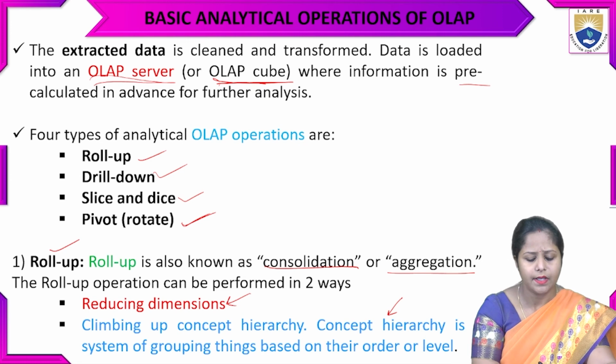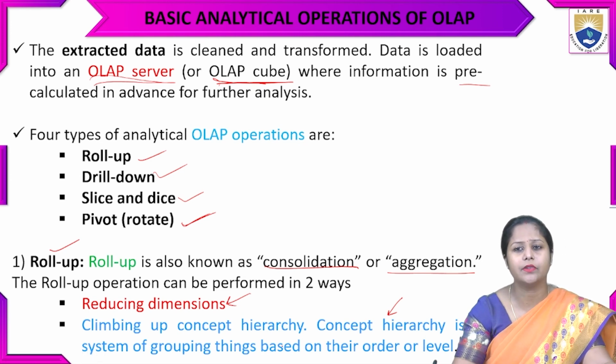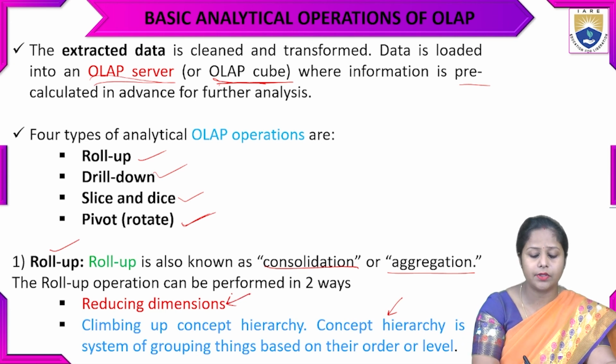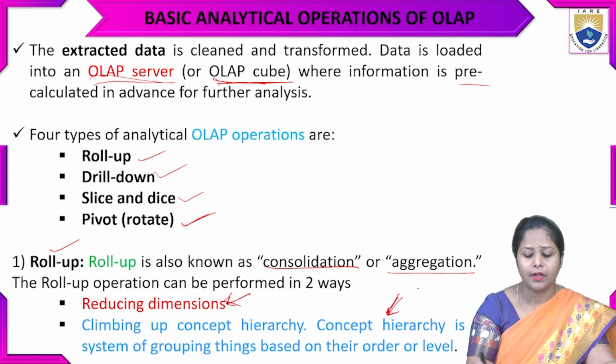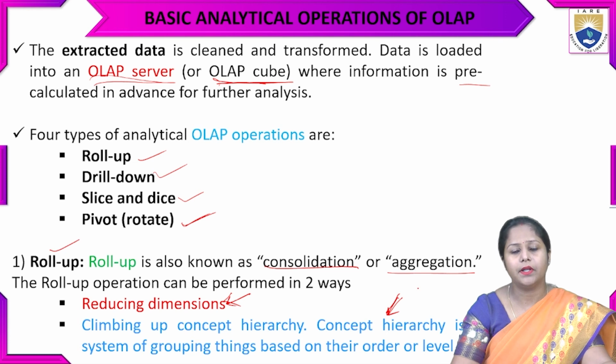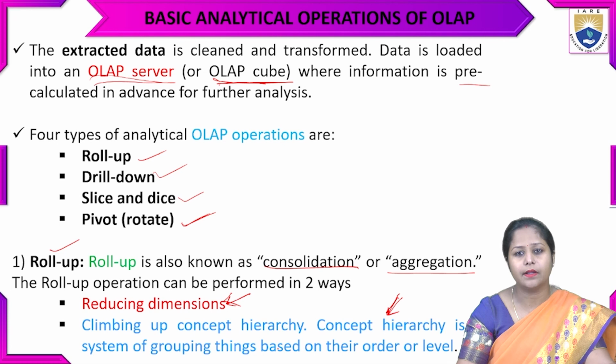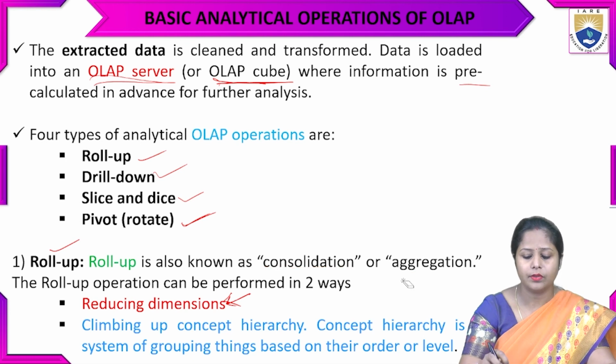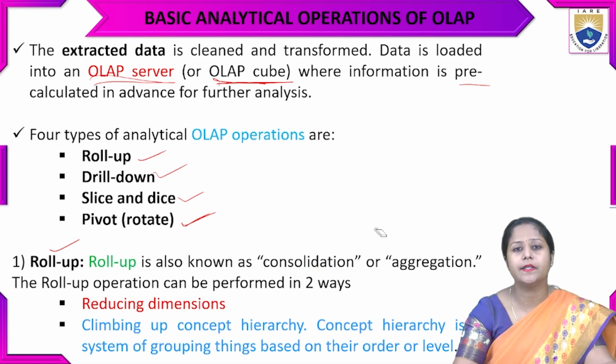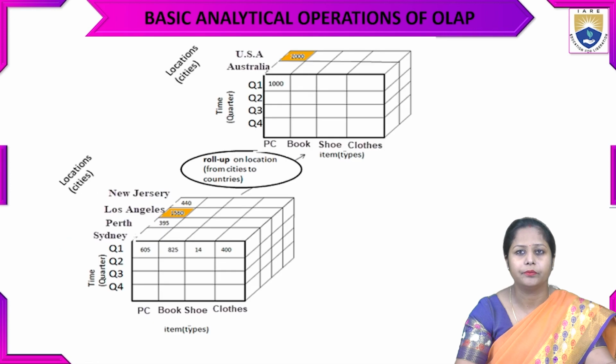Concept hierarchy is a system of grouping things based on their order or level. So it is reducing the dimension, and also grouping the systems into one single format based on their different levels. That is also known as consolidation and aggregation.